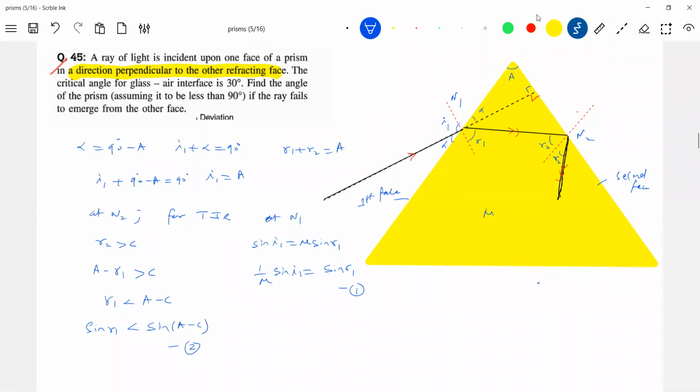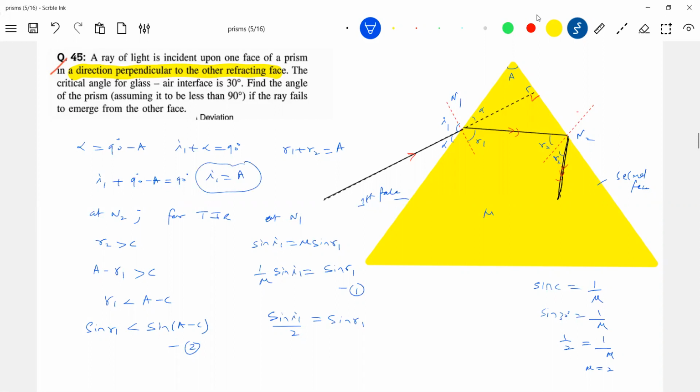I'll write it in this one. Sine of the critical angle should be equal to 1 by mu. So what is this? This should be equal to sine 30 degrees. Okay, directly take care of this. So this will become sine I1 by 2 equal to sine R1. And I1 is equal to A, no? So that you substitute.